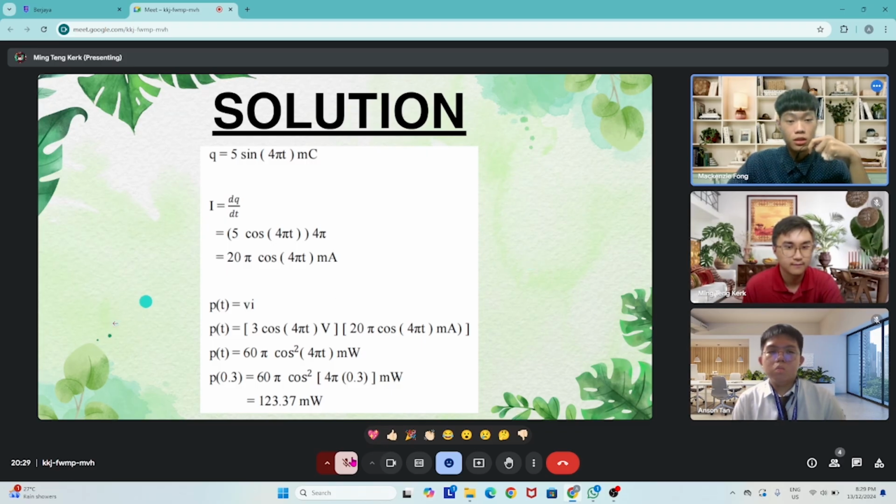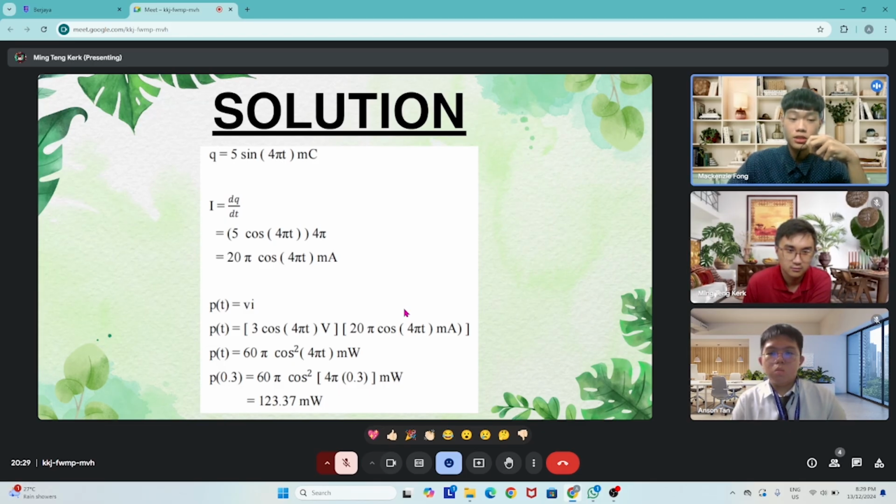Now, according to the formula, power P equals voltage times I, and we have the equation for both of those terms. By substituting, we get P equals 3 cos 4 pi t volt times 20 pi cos 4 pi t milliampere, and we obtain the final equation for power P equals 60 pi cos squared 4 pi t milliwatt.